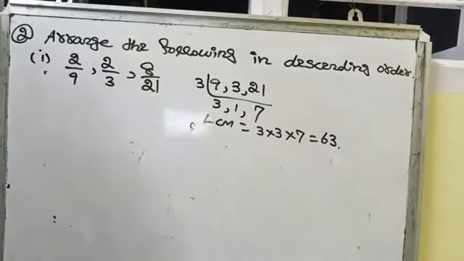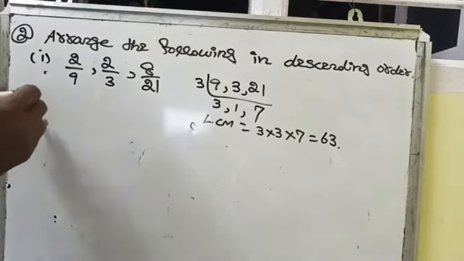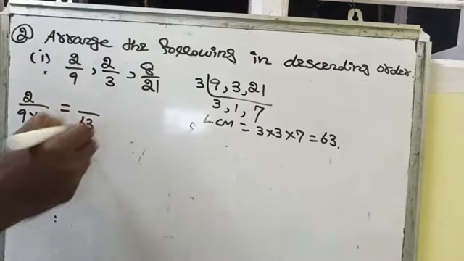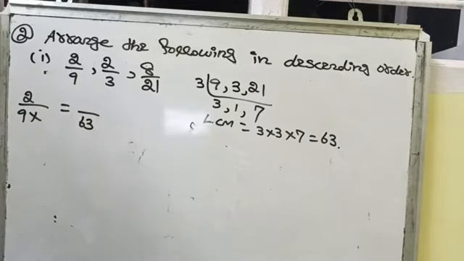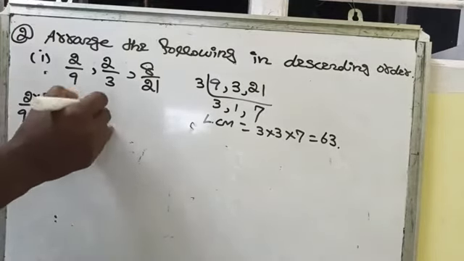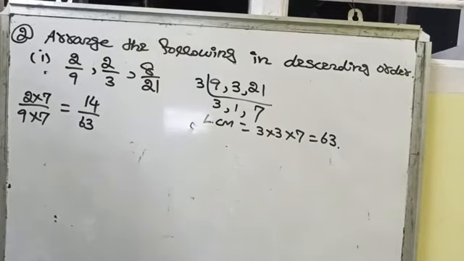Now come to 2 by 9. Which number is multiplied by 9 to get 63? 7. So 2 7s are 14 here.